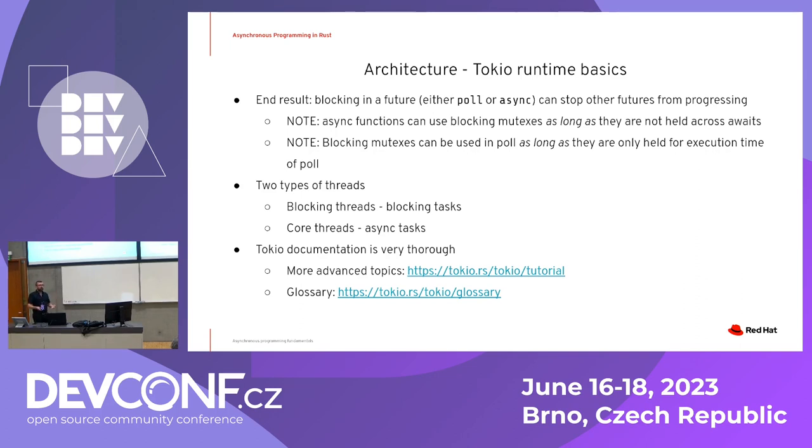So if it's only acquired for that scope, that is equivalent to non-blocking from the standpoint of asynchronous programming. So there are two types of threads: blocking threads and core threads. The core threads are the kind of OS threads that we've been talking about that can serve multiple asynchronous tasks on a single OS thread.